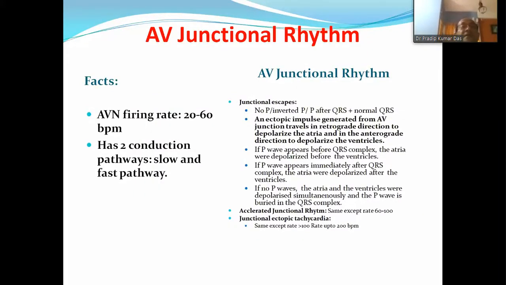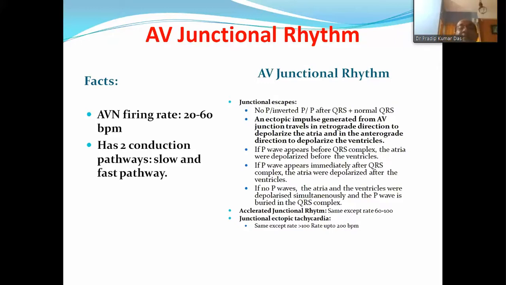Now we are with some junctional rhythms. The AV junction's intrinsic firing rate is 40 to 60, and some books also label it 40 to 60. It has two conduction pathways, one slow and one fast pathway. In case of junctional rhythm, we can see three common varieties: junctional escape beats, accelerated junctional rhythm, and junctional ectopic tachycardia. The variations are actually almost the same, but the rate is different.